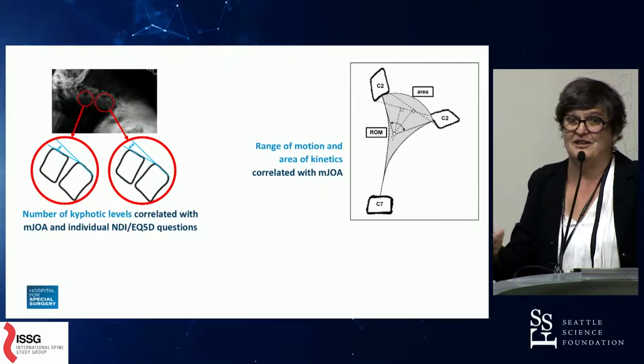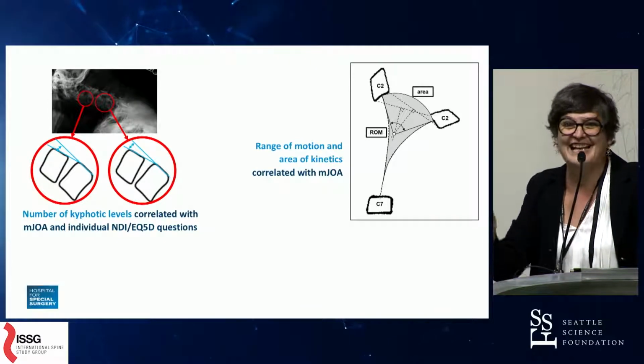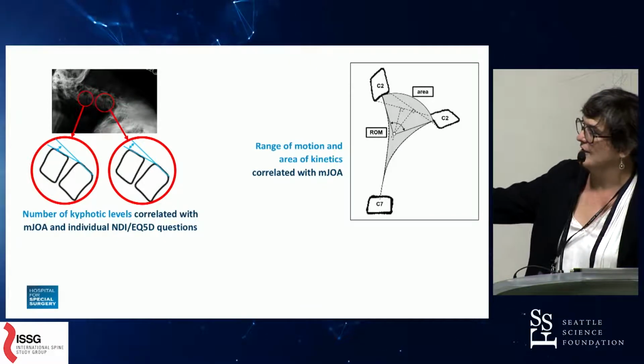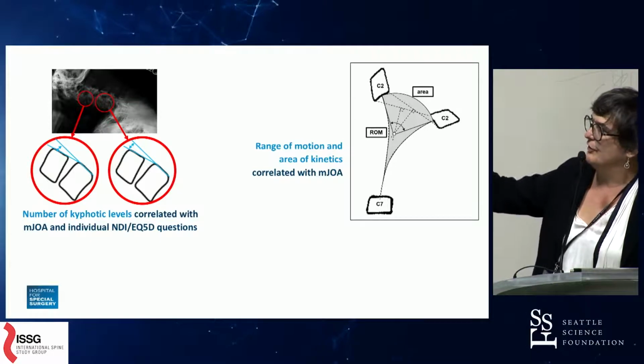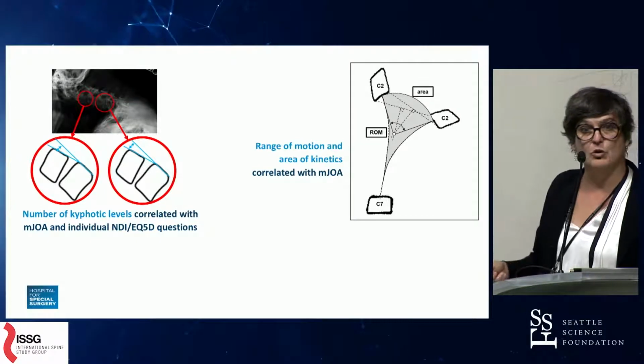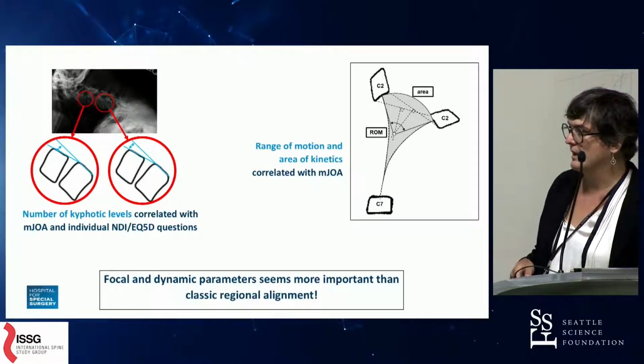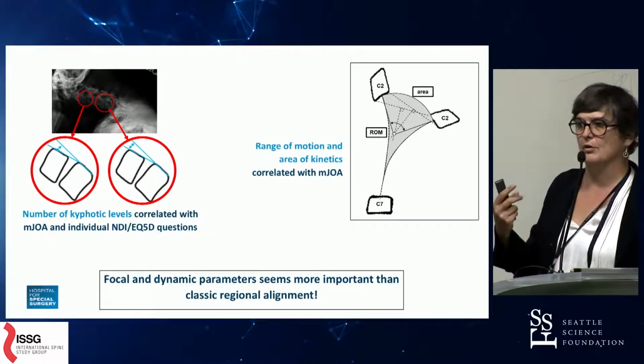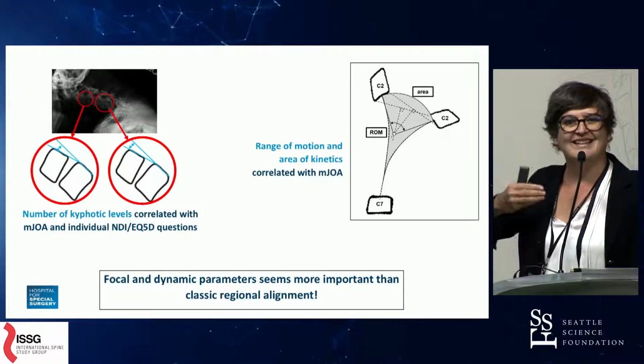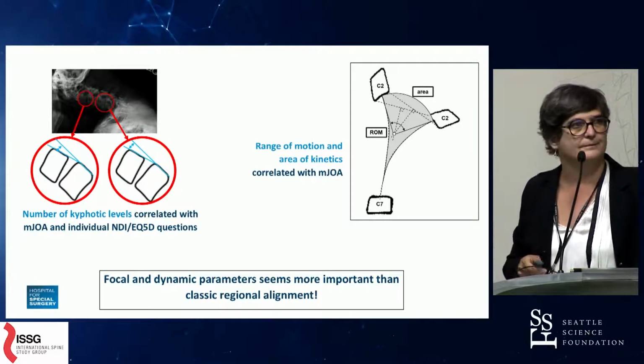The cervical spine is pretty good at compensating, at hiding the deformity. And so what seems to matter the most in these patients is the focal deformity, but also the range of motion. And this seems to be way more important than just the classic static parameters.